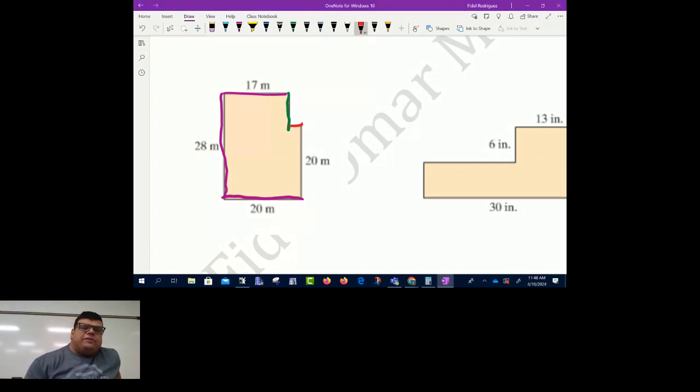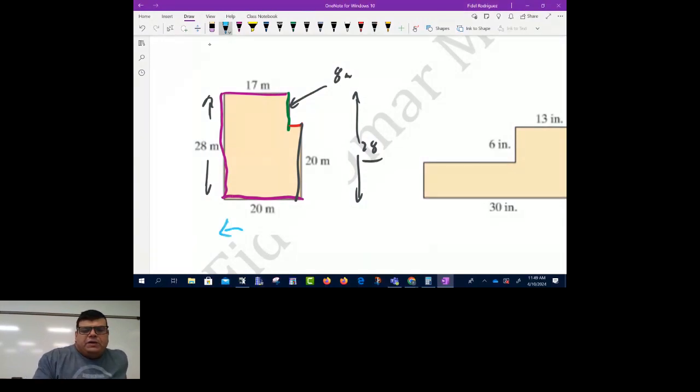So let's think about it like this. If from here to here is 28, from there to there also has to be 28. Well, if that piece is 20, wouldn't that piece there have to be 8 meters? Because it has to add up to 28. And then down here on the bottom, if that whole piece is 20, then from here to here also has to be 20. And if that's 17, wouldn't that piece right there have to be 3?